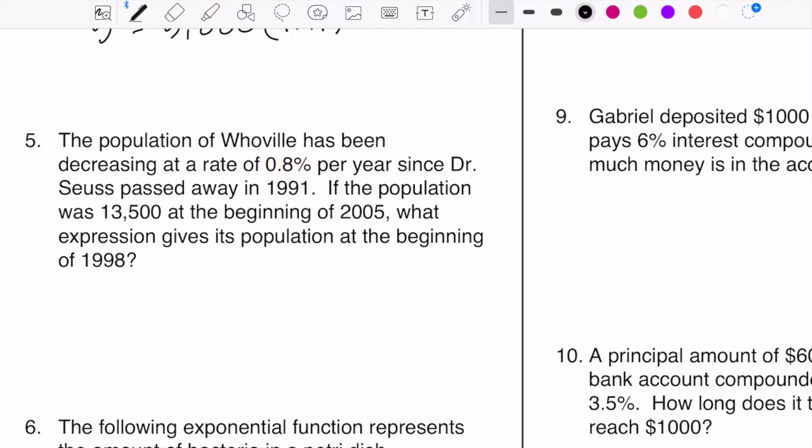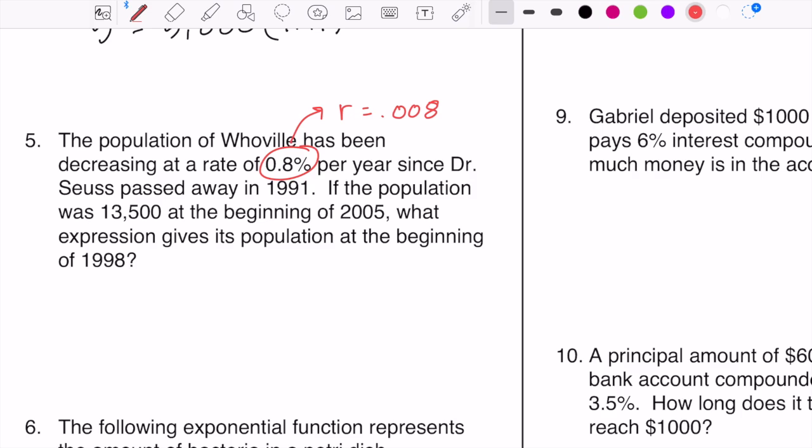Let's see. So we need to convert that. So you're going to have 0.008. Since Dr. Seuss passed away in 1991, if the population was 13,500 at the beginning of 2005, what expression gives its population at the beginning of 1998?